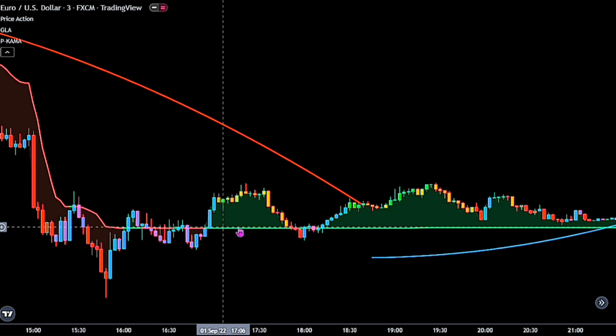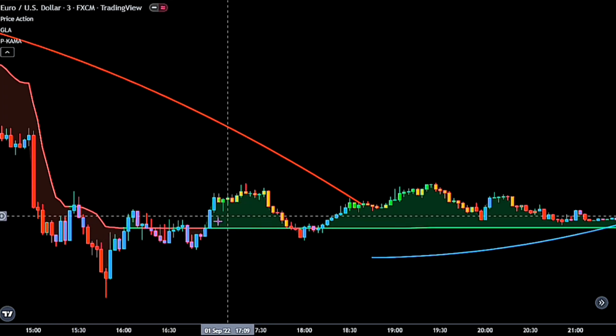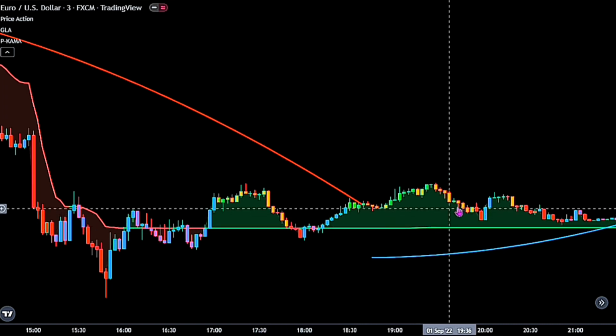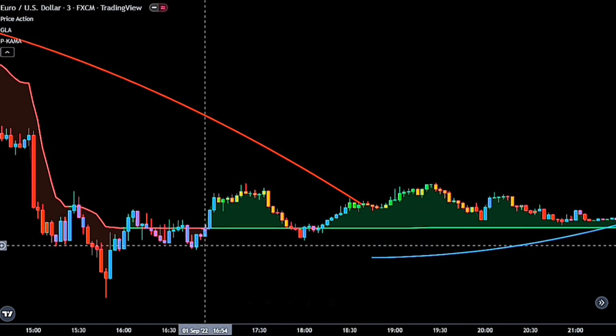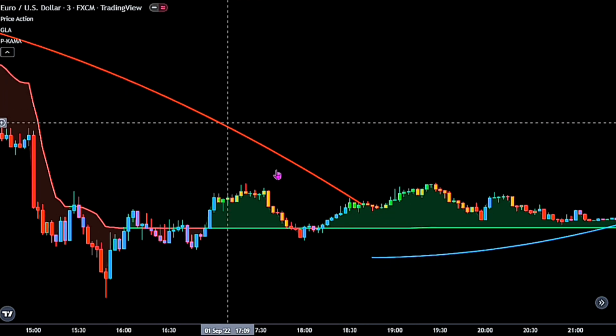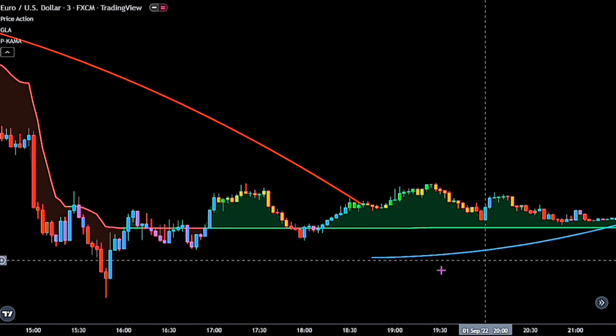For the comma, it's the reason why we have these colored background on the chart, as the red moving average shows a bearish trend, while the green moving average shows a bullish trend. Now lastly, the GLA, as this is the red and blue curve we see on the chart. The red curve shows more of sellers in the market, and the blue shows more of buyers in the market.